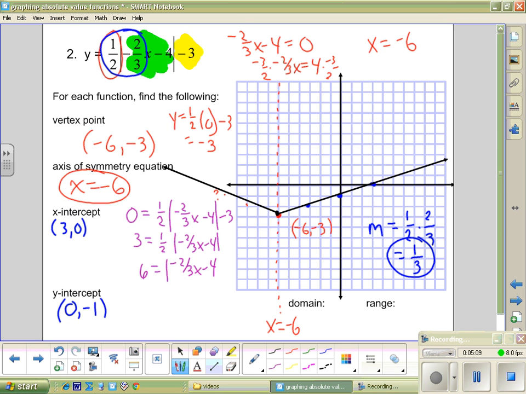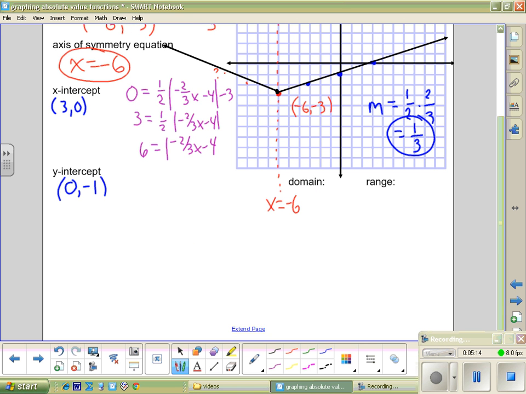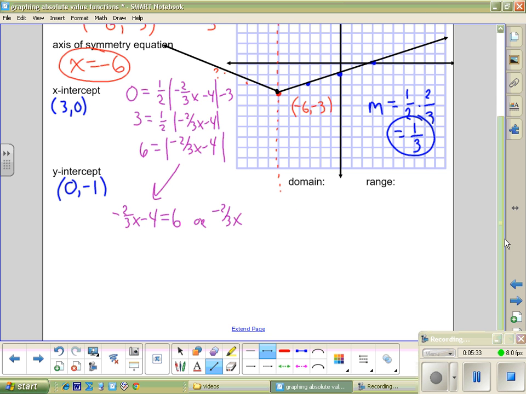Now you may recall that at this particular point, with an absolute value, I have to break it apart. I'm going to solve it two separate ways. I'm going to write negative 2/3 x minus 4 equals 6, or negative 2/3 x minus 4 equals the opposite of that, or negative 6.